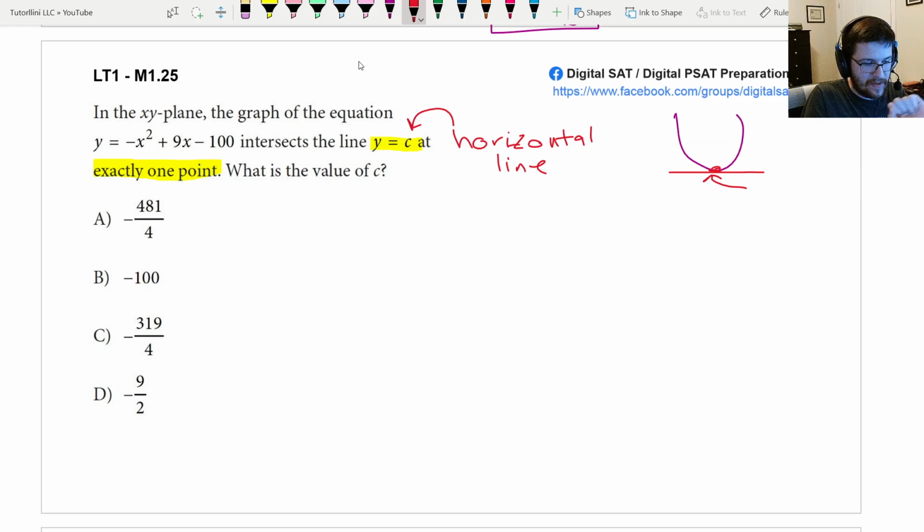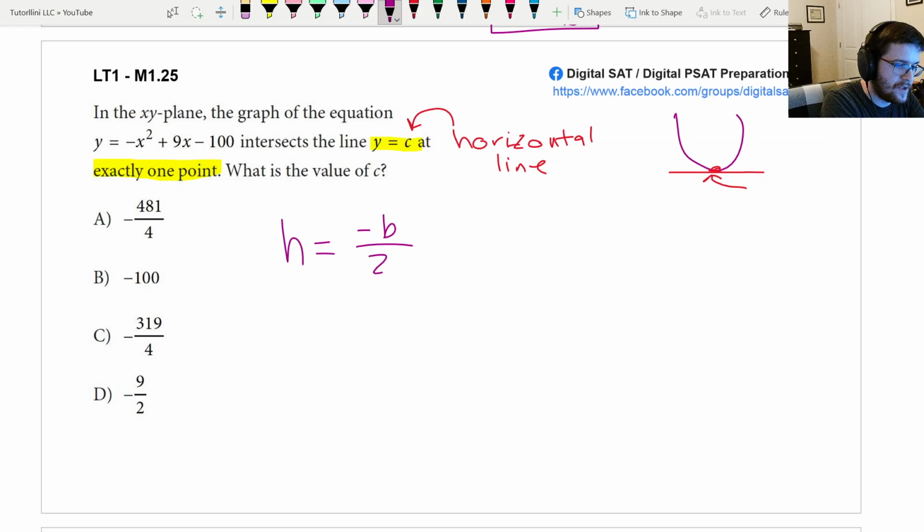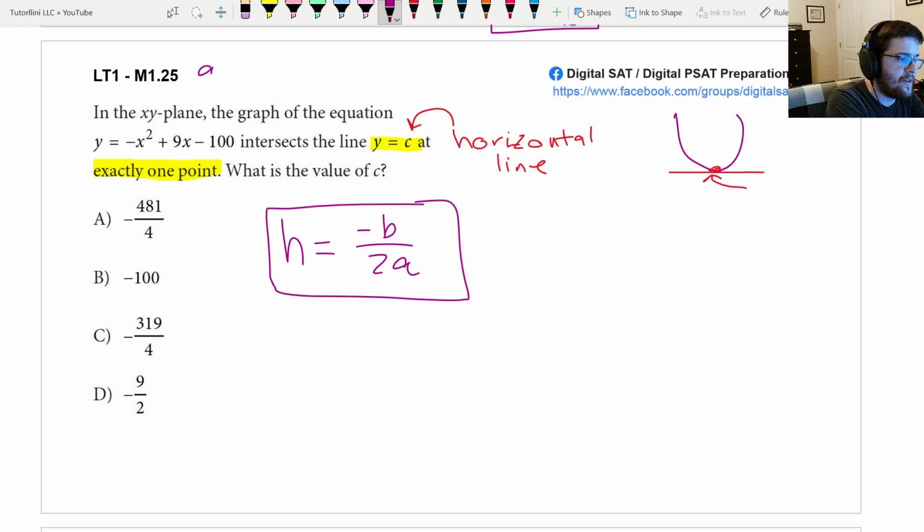I do that a lot personally. This is what you're supposed to do. So if we find the vertex, we're in business. So the easiest way to do that by hand is to use the equation h equals negative b over 2a. So before I use it, I'm going to want to write down that in ax squared plus bx plus c, a is negative 1, b is 9, and c is negative 100.